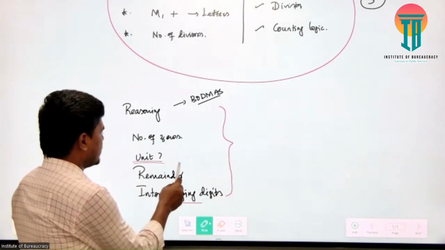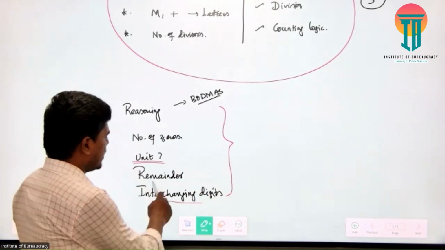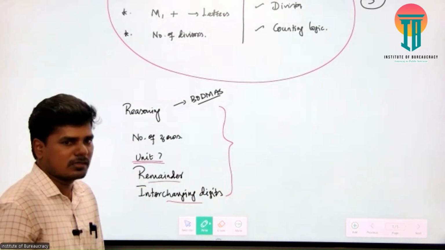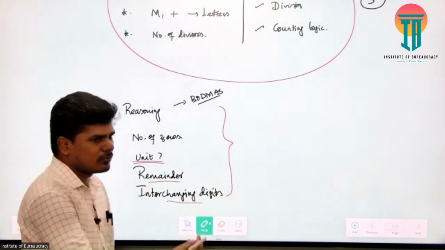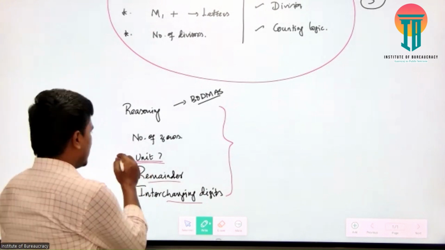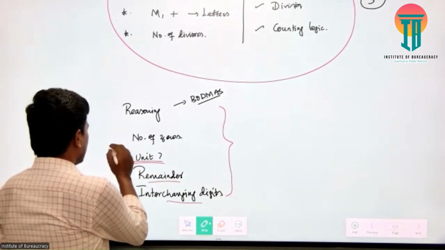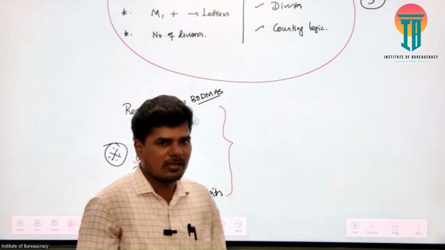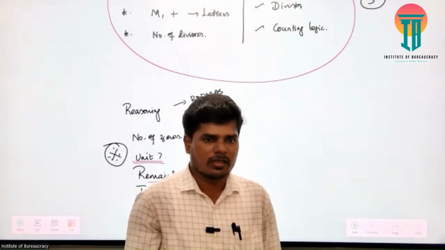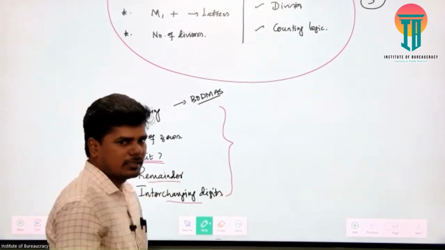Suppose if we take unit digit, we have only 2 problems. If we take remainder, almost 5 to 6 problems are there, like that. An easy concept today, and an important concept also. Easy as well as important. Okay, shall we go ahead?